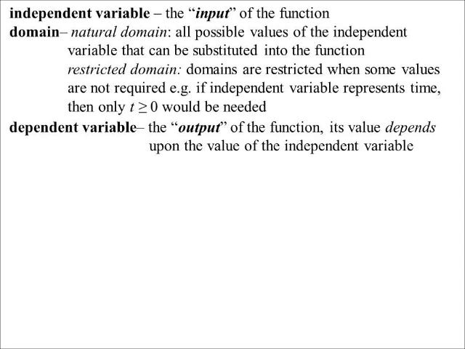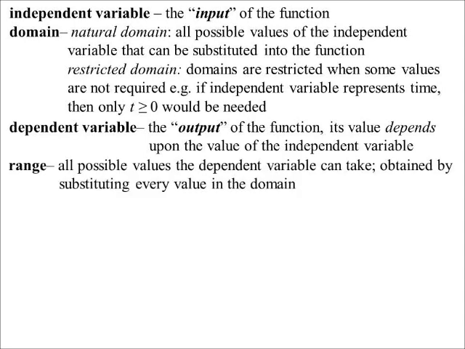Okay, the dependent variable then is the output, because it depends upon the value that we inputted. And the dependent variable we put on the vertical axis. So the range then is every possible answer. So if we use every possible value in the domain, put it into the function, all the possible answers is the range.